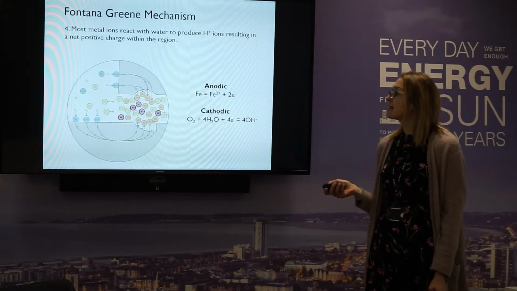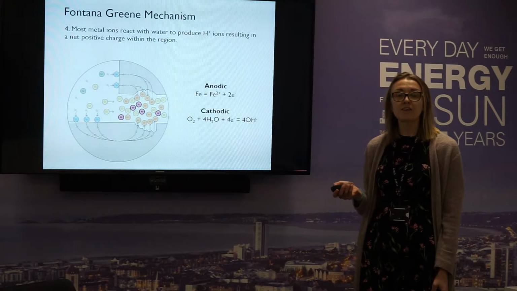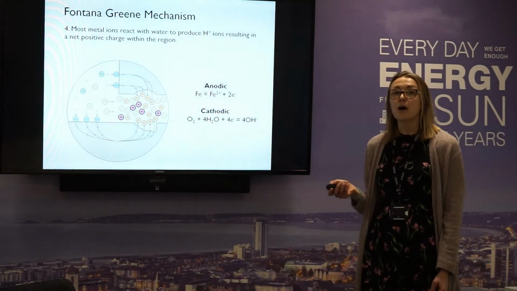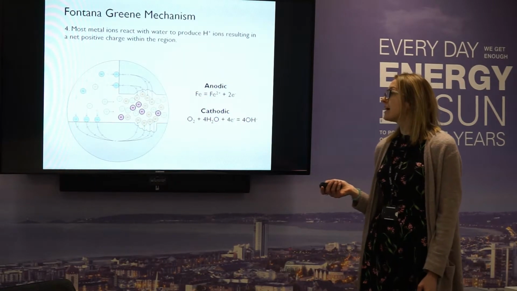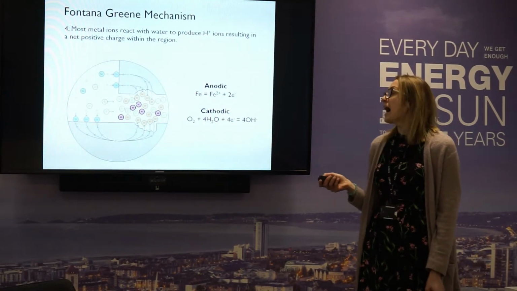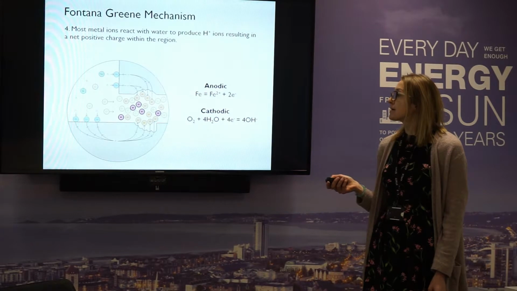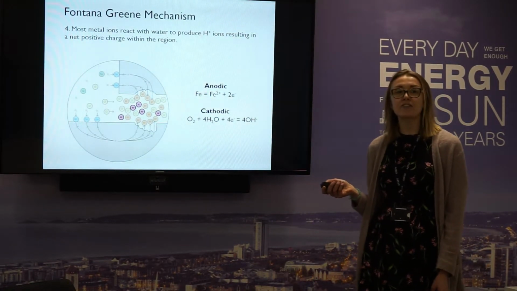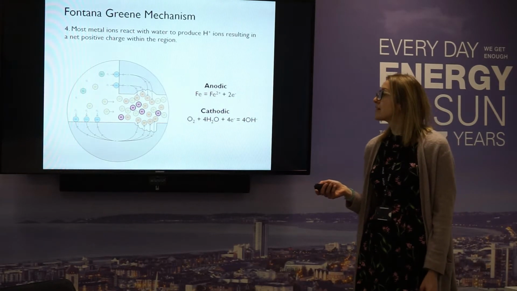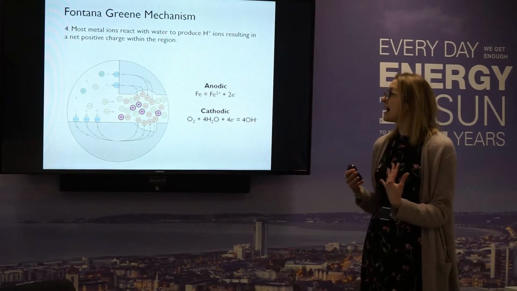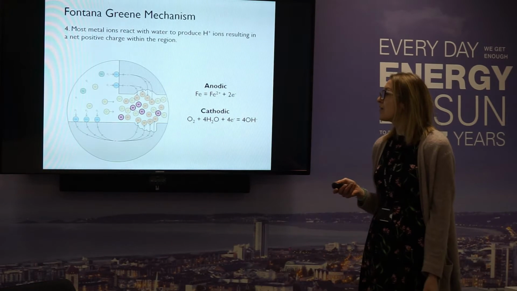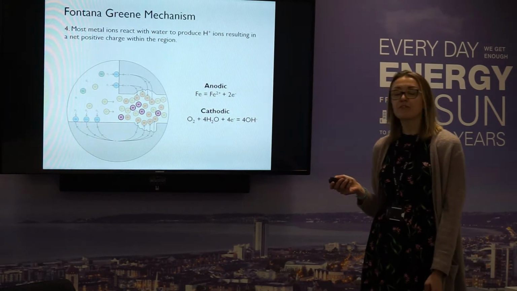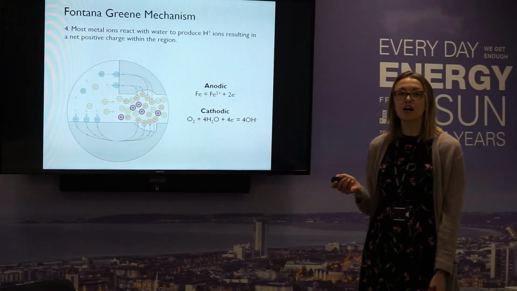Secondly, in most cases, these positive metal ions react with water and produce hydrogen ions, which form a very acidic region. And we have a big build-up of positive charge as we have these metal ions and hydrogen ions, and therefore this leads to the flow of chloride ions coming in. Chlorides are negative ions, and therefore they flow in to balance the charge.